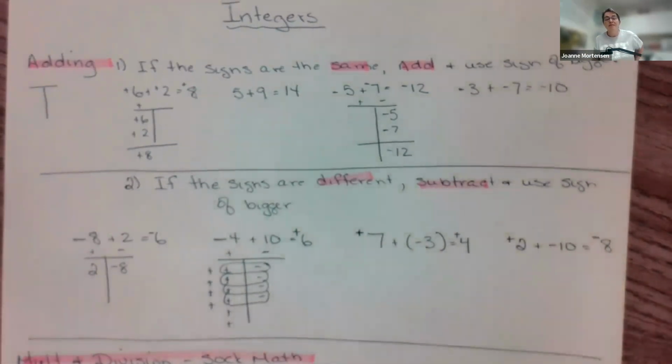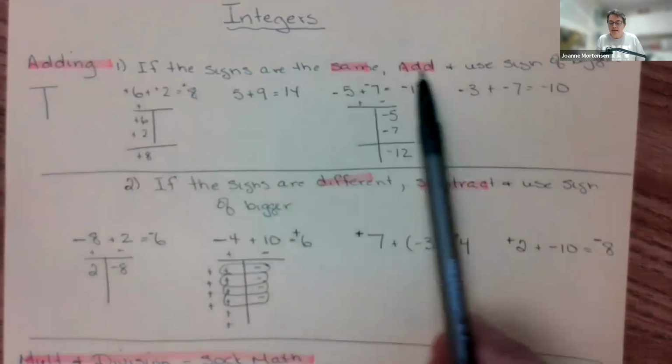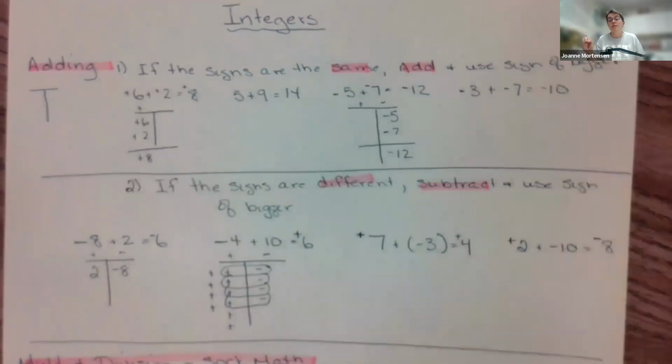And as I'm looking at this, I'm like, wow, I probably could have made that look a little prettier or typed it or something. I'm sure you can do a better job than I do. All right, so the rules are, if the signs are the same, you're going to add and use the sign of the bigger number. So number one, the rule.